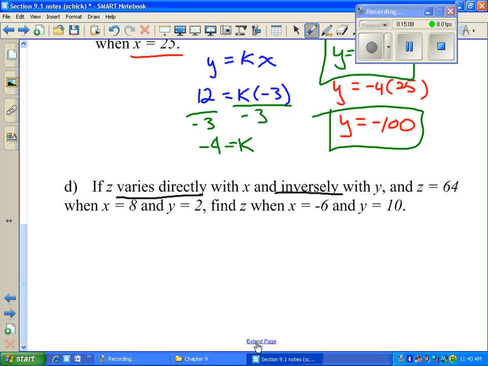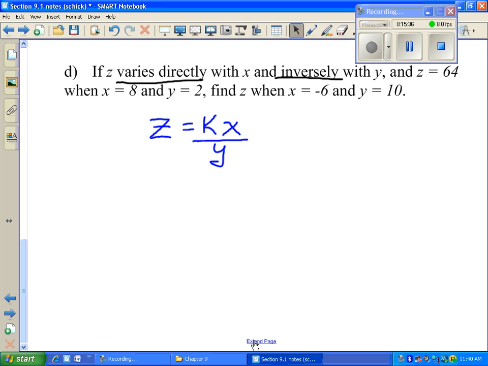But what's it saying? It's saying z varies directly, so that's k times x. And inversely, so that's k divided by y. It's only one k. I don't have two k's in here. It's just going to be one k. However, directly with x and inversely with y. So z equals kx divided by y. There's my function, joint variation.